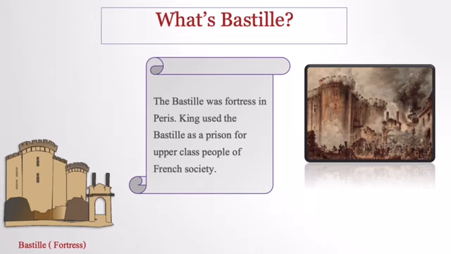We will discuss what kind of people were in the first class and second class, and what were their advantages in being in first class, second class, or third class. Well, that's for another topic. Let's go ahead. So now you have an idea what the Bastille is. The Bastille is a fort, a castle that was situated in Paris, and the king of that time used this castle, the Bastille, as a prison. So the people from the upper class were locked in this prison.